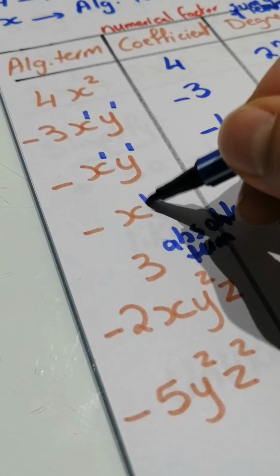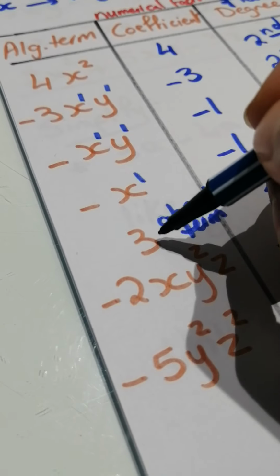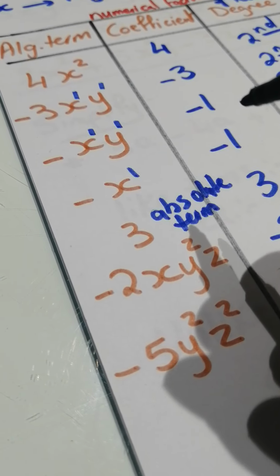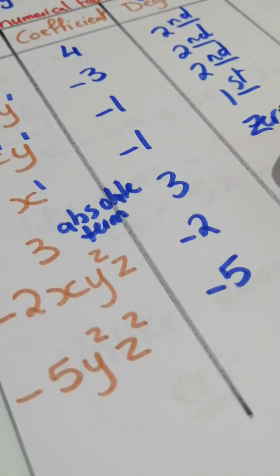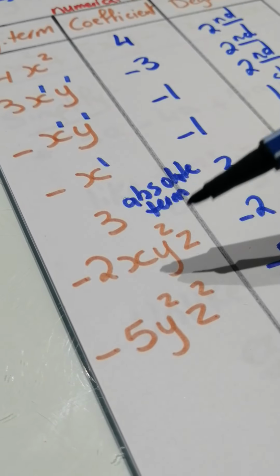Here, x to the power of 1, so it's going to be first degree. Okay, 3. Here I have no algebraic factor, so it's going to be 0. The power of it is 0. Here the degree will be 0 degree.